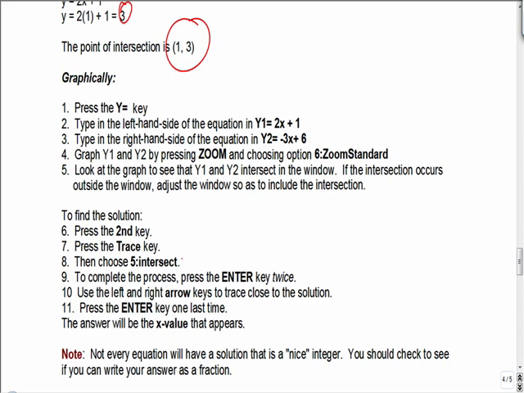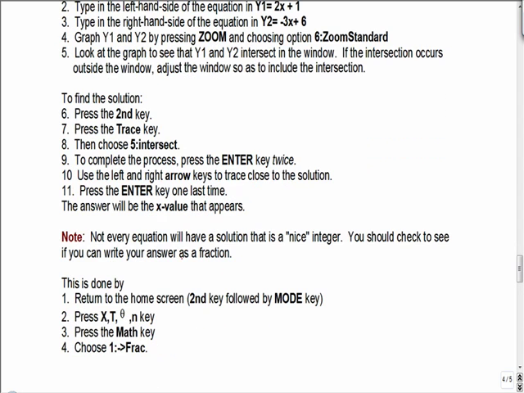So we look at the graph to see if y1 and y2 intersect in the window. If the intersection occurs outside the window, you might need to adjust it so as to include the intersection. To find the solution, press the second key, followed by the trace key, and choose number 5, intersect.